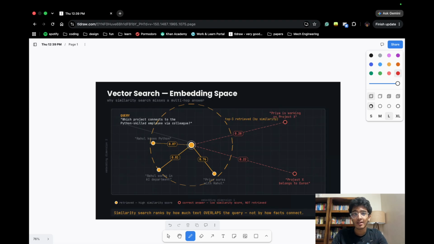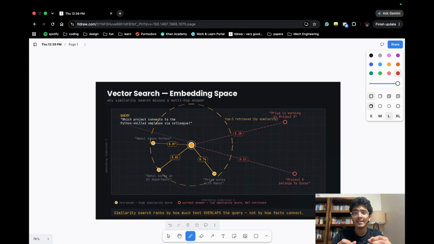But if you look at the chunk that actually answers the question, Project X belongs to Iran, neither mentions employee. In similarity terms, they are just far away from the question. Not because they are wrong, but because nothing in that wording overlaps with how the question was phrased. This is the core limitation. Similarity search retrieves chunks that read alike. It has no concept of connected through 2 steps. Each chunk is stored on its own, completely independent of each other.